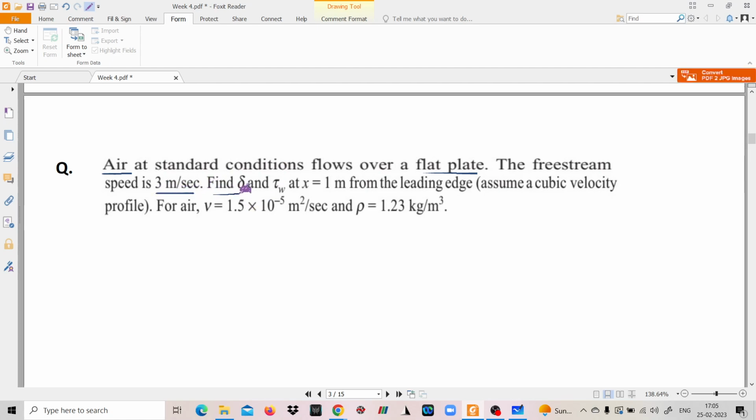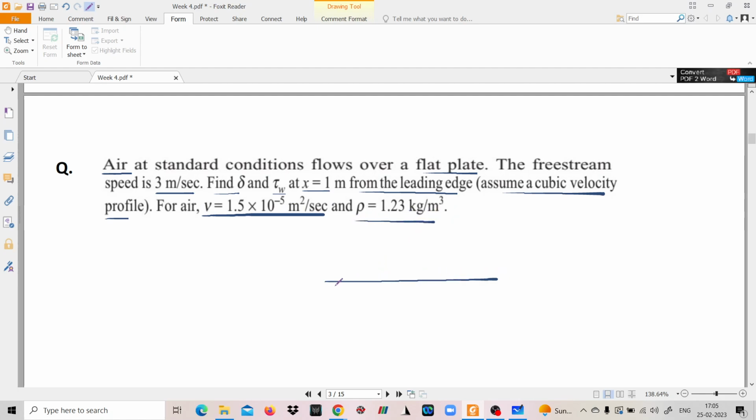You have to find the displacement, the boundary layer thickness delta, and the wall shear stress at x equal to 1 meter from the leading edge, assuming a cubic velocity profile. For air, the value of kinematic viscosity is given to you, and the density is given to you.